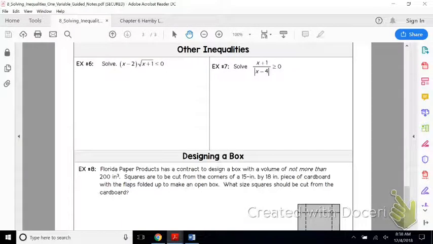Example 7 says solve that (x plus 1) over the absolute value of (x minus 4) is greater than or equal to 0. So we need to find those critical values again. So what are those numbers that we put on the number line? Which ones are they? X-intercepts and vertical asymptotes. Okay, so this one's a rational function, so we have both of them.